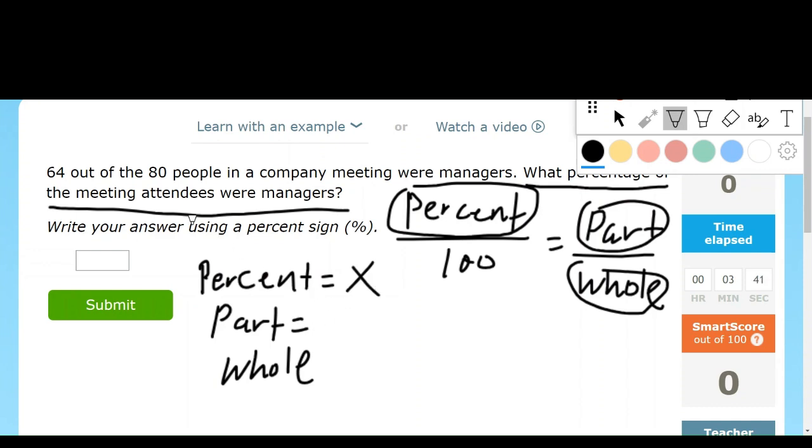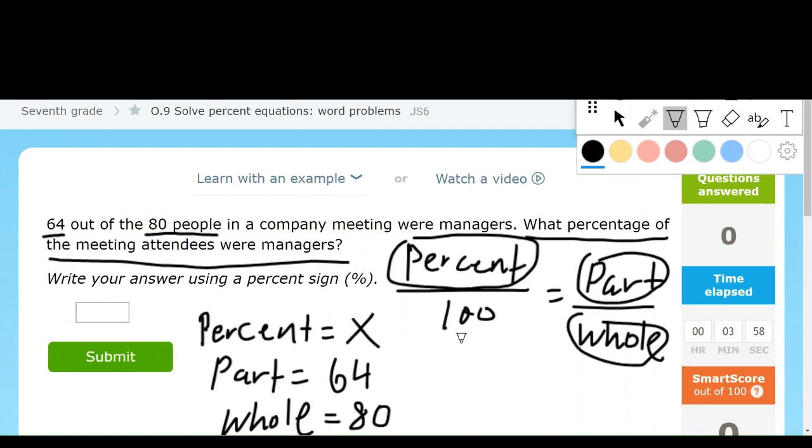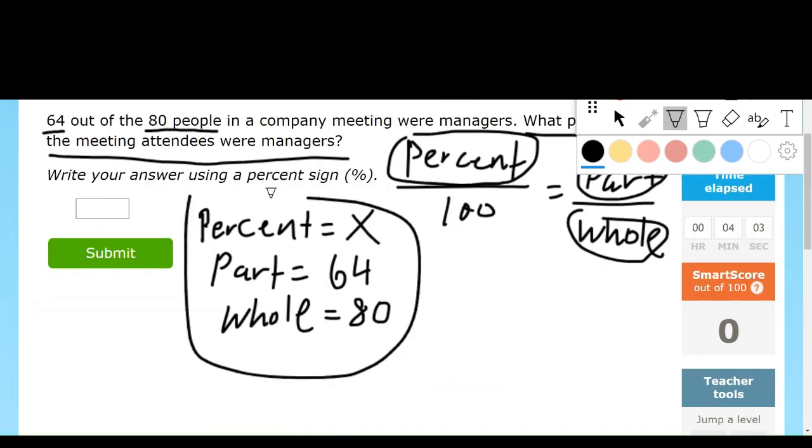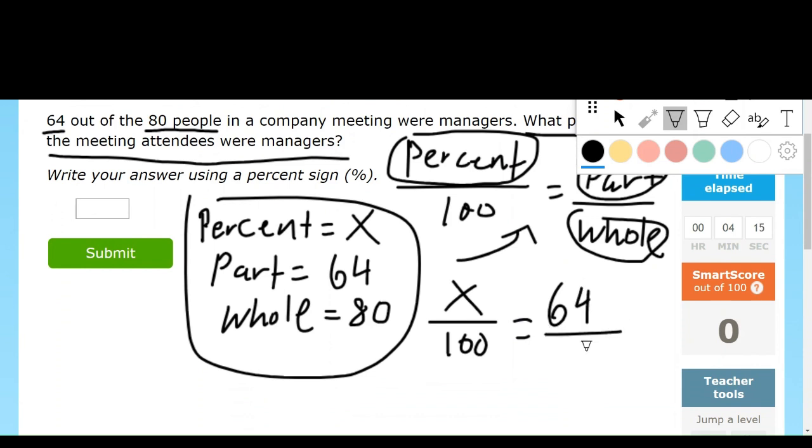Do we know the part? Well, 64 out of the 80 people were managers. So our part is the 64. And then there's 80 people in total. And then we're just going to substitute our values here in this proportion. So our percent is X, we don't know what it is, over 100 equals my part is 64 over my whole, which is 80.